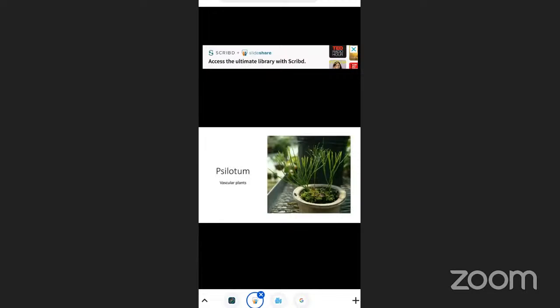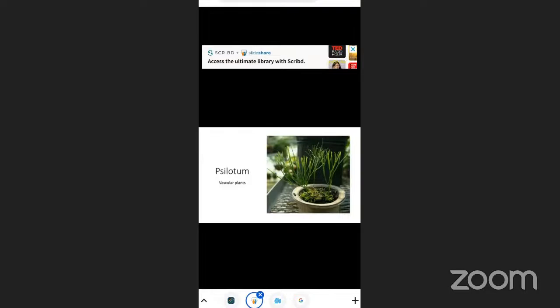Okay. So here is the morphology of the Psilotum. In this Psilotum two species are there, Psilotum nudum and Psilotum flaccidum. These two species are there. Now we see the external features of these Psilotum.